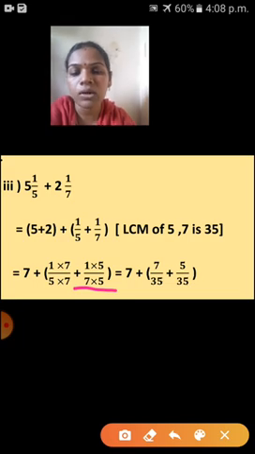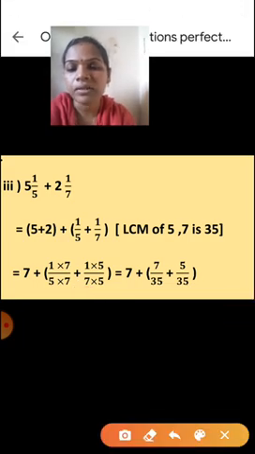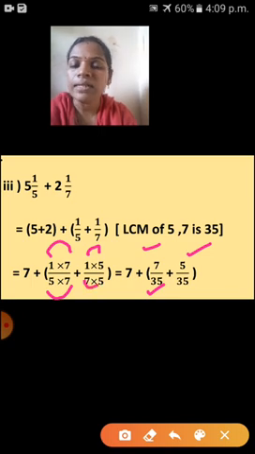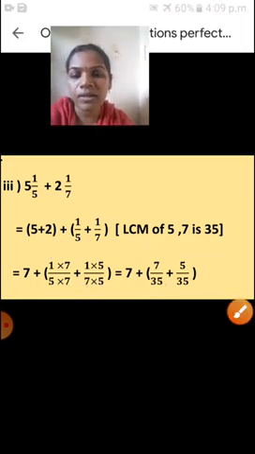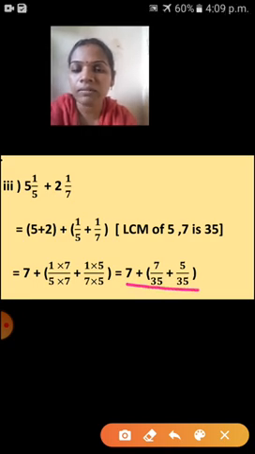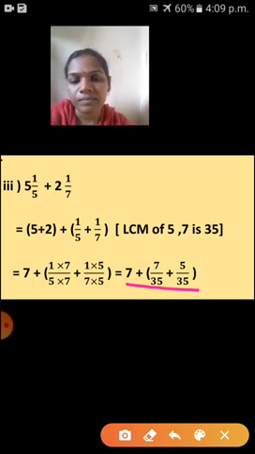Okay, is equal to what will come? 7 plus, you have to multiply and write the answer. Yes, 1 7s are what? 7. And 1 5 7s are 35, plus 1 5s are what? Yes, 5 1s are 5, and the next one is upon 7 5s are 35. Children understood this step? In this step I have written nothing here, only multiplied and written here. Okay.